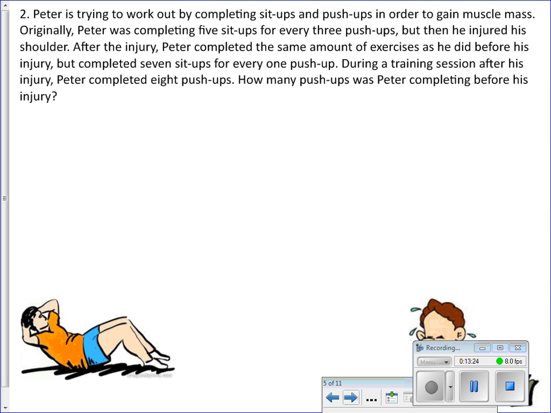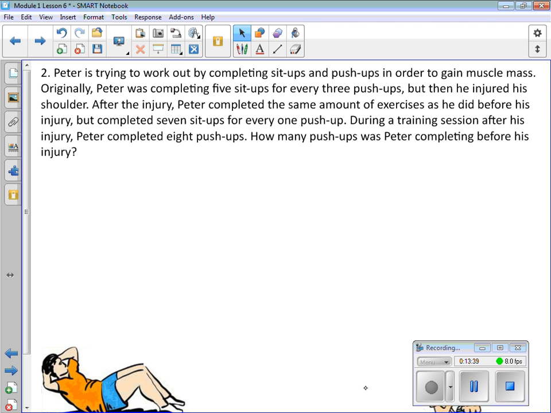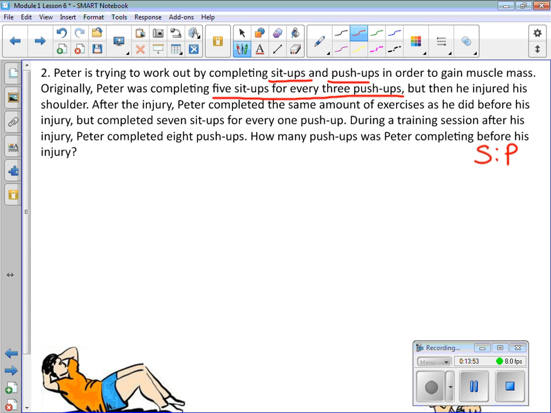That last sentence is like a tongue twister. Now this one, they didn't even give you numbers in number form. Everything is in word form. But fortunately, we have our verbal cue words that are going to help us. So we should be underlining important key words. So let's see. We're comparing sit-ups to push-ups. 5 sit-ups for every 3 push-ups. So before his injury, his ratio was 5 to 3.